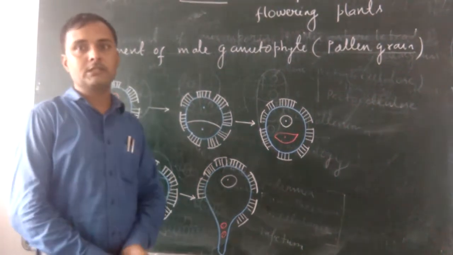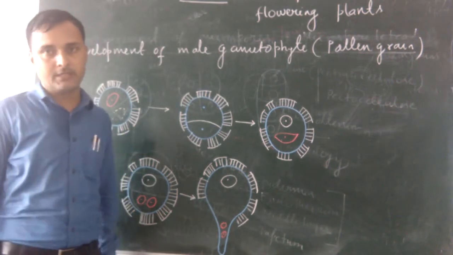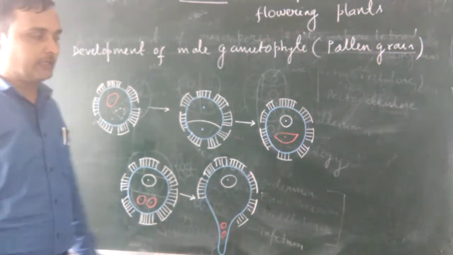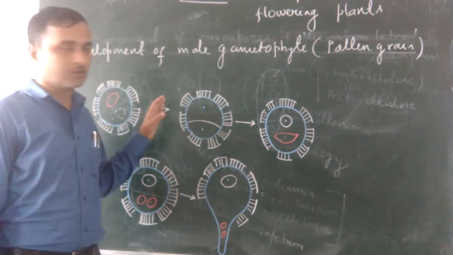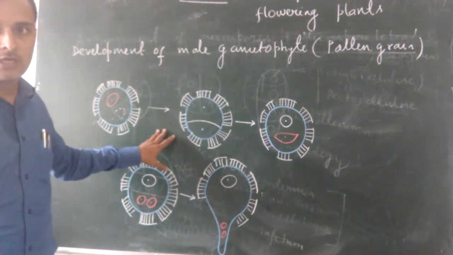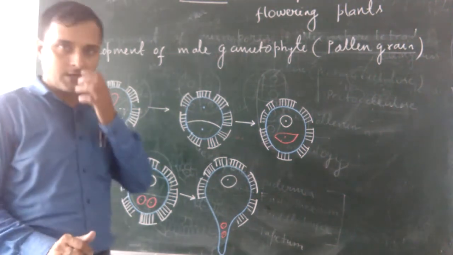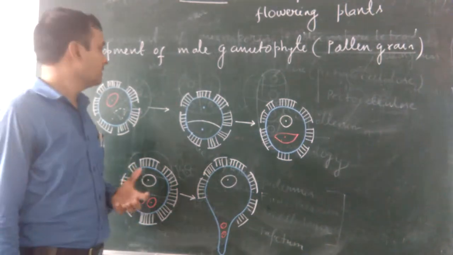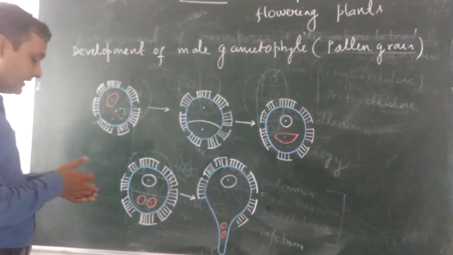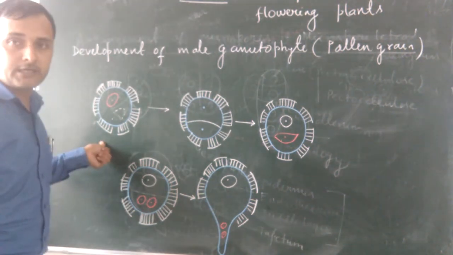Good morning students. In the last video I explained the internal structure of the anther and the internal structure of the pollen grain. Now in this video I am going to explain the process of microgametogenesis, or the development of the pollen grain or male gametophyte, because the pollen grain is also known as the male gametophyte.